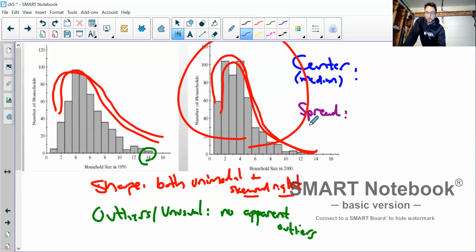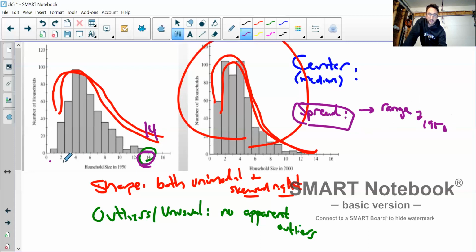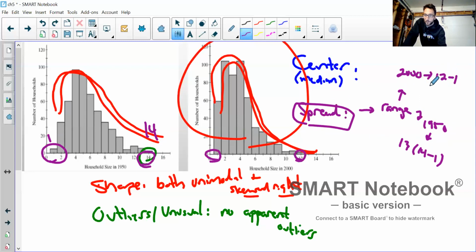For the spread, for each, we're talking about the range. I skipped center because I got the next screen. I'm prepared for that. So for the range, for 1950 on the left side, we've got a max of 14 people in a household and a min of 1. So for 1950, we're going to have a range of 13 people in a household, 14 minus 1. And then for 2000, we've got a max of 12 and a min of 1. So we have a range of 11. Whoops, that's not what I meant to do. It's 11, which came from 12 minus 1.